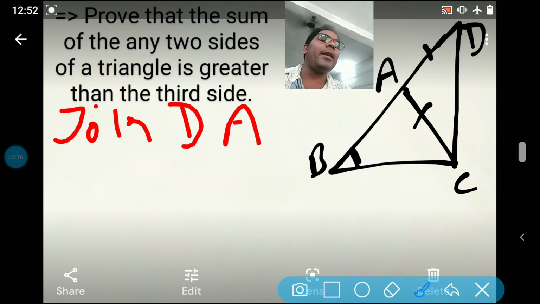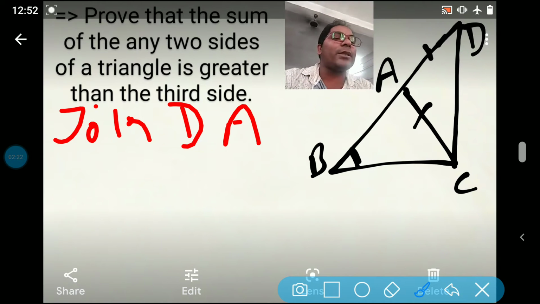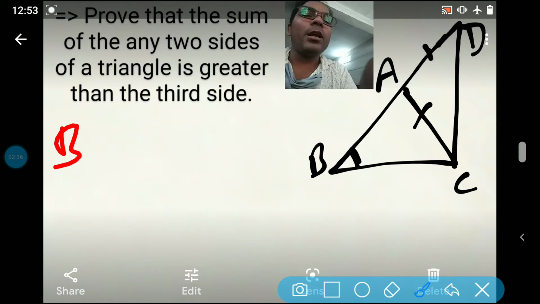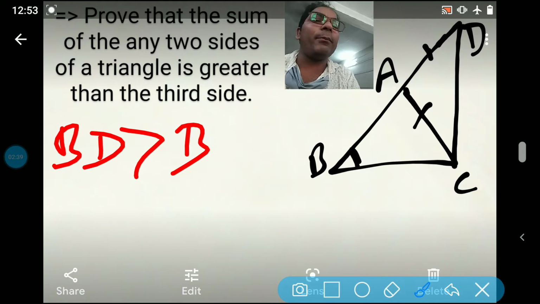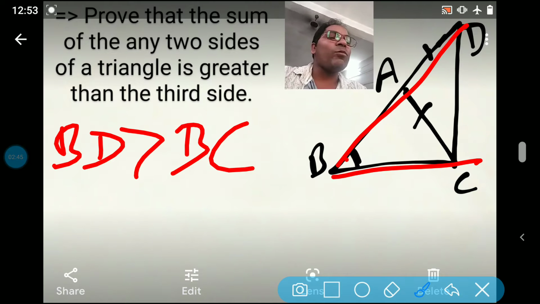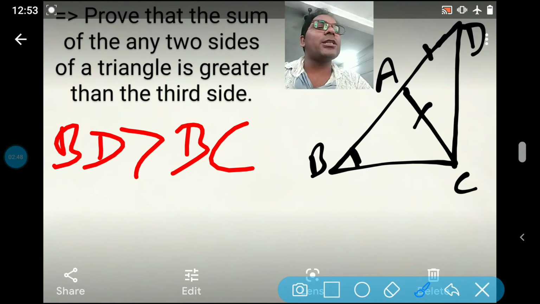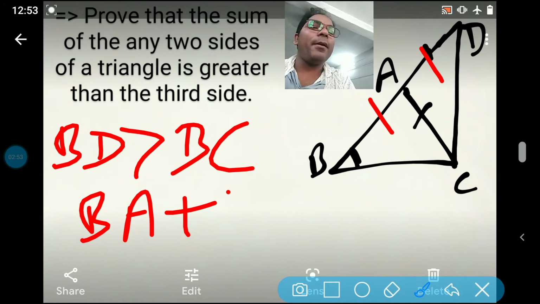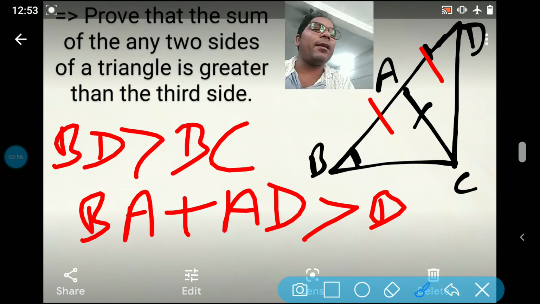After joining DA, we can see in this inequality one property: the angle opposite to the larger side will be larger. In this triangle you can see the larger side is BD. So here you can write down BD is greater than BC, because we have constructed it. In the diagram, BD is the sum of BA plus AD, which is greater than BC.